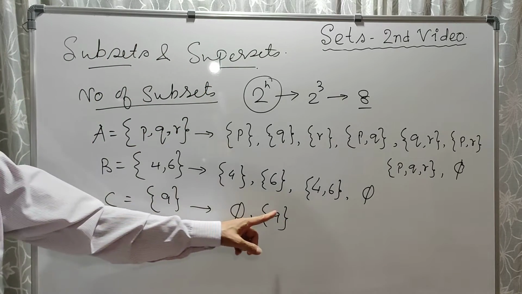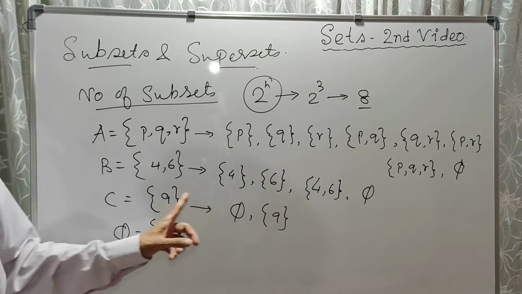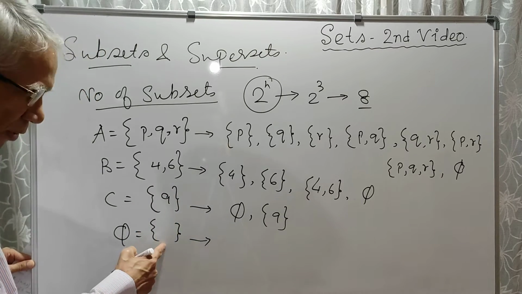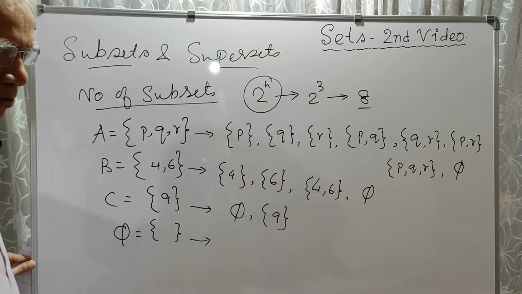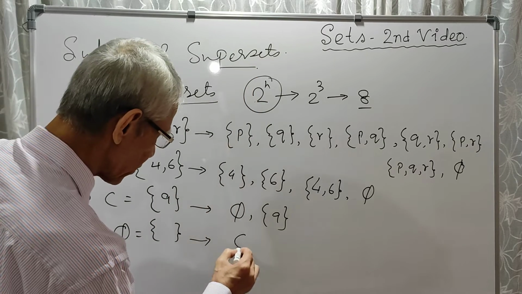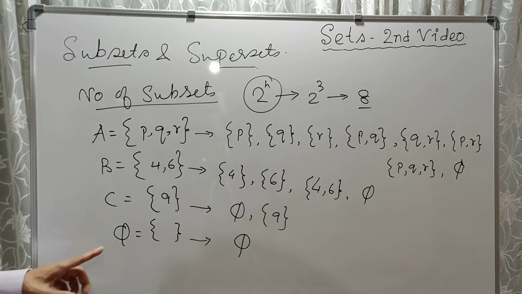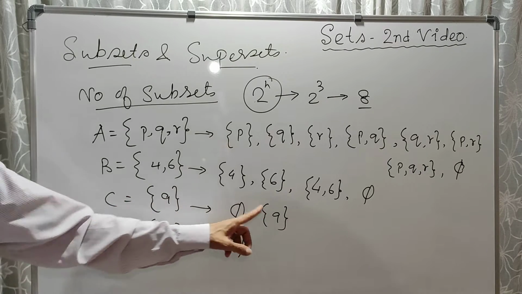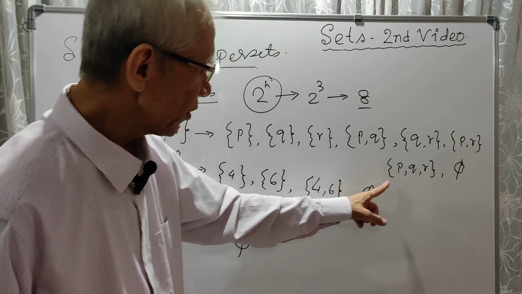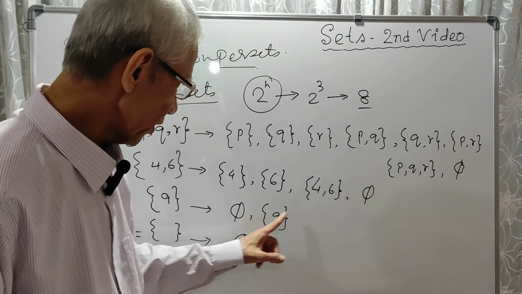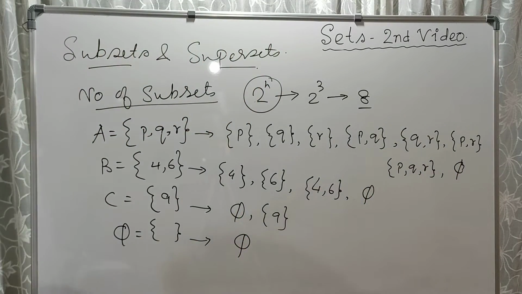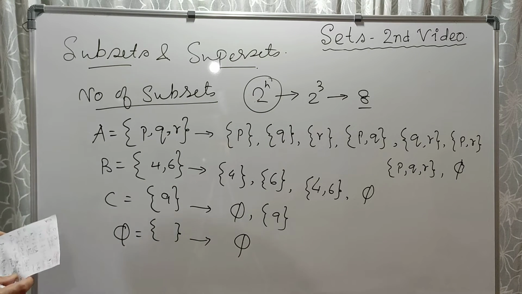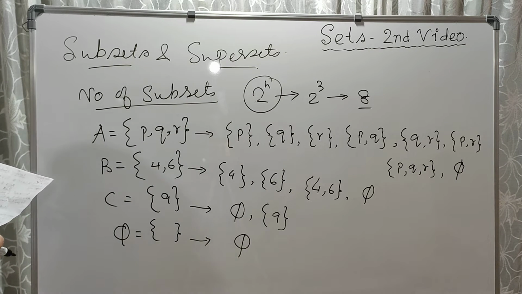So this has 2 subsets, null set and itself. And this has which subsets? This is 0, number of elements 0. So 2 to the power 0 is 1. So it has 1 subset, which is the null set itself. So null set has 1 subset, itself. This has 2 subsets. So you see, null set is a subset of every set. Null set is a subset of every set. Okay. So this is about number of subsets. To calculate number of subsets, that is the formula.